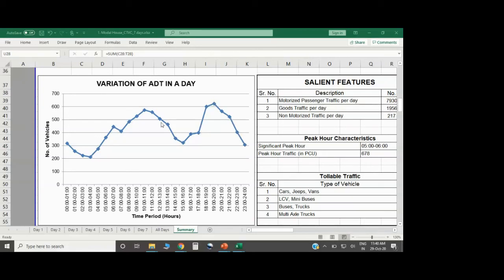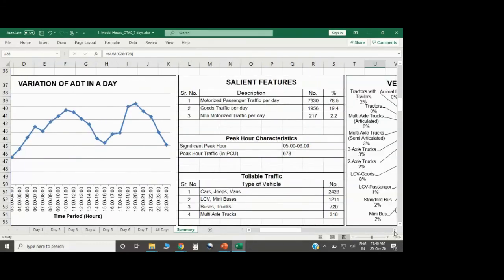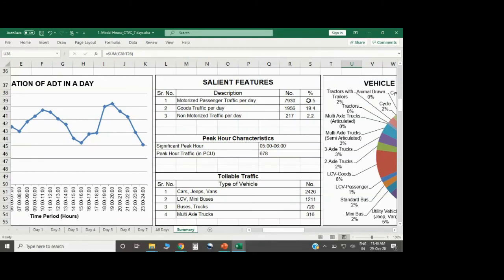So from this graph itself, you can interpret a lot of things. Maybe if the graph is some other way, or if there is no peak or if there is a decrease somewhere, you can interpret that also. And the salient features are just shown here. 78% of the traffic was motorized passenger traffic, 19% was goods traffic, and 2% was non-motorized.